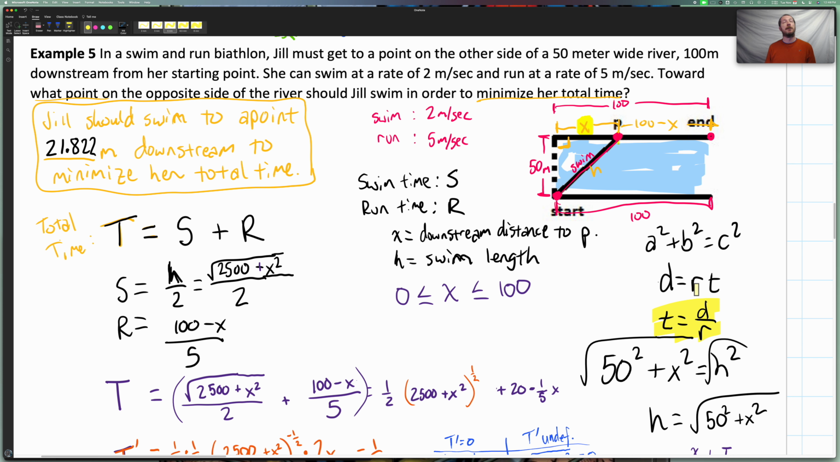Either direct or inverse variation functions. All right, so distance.